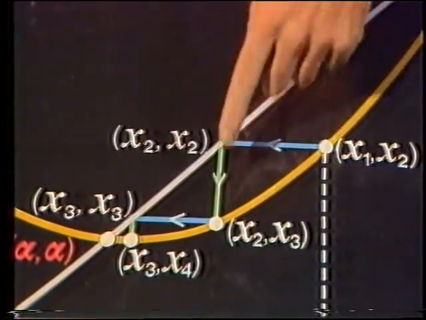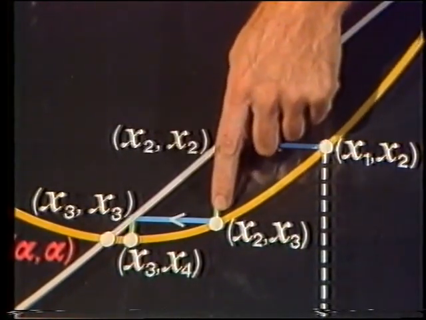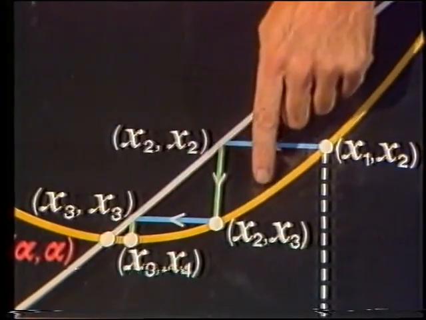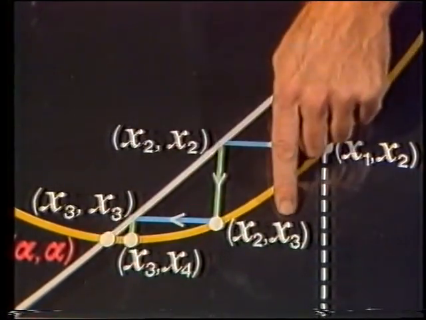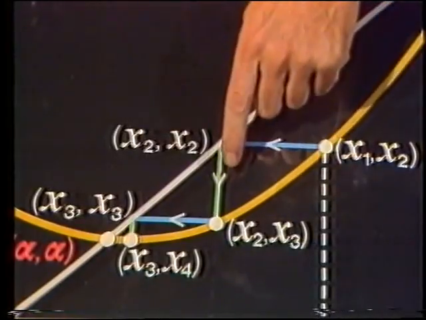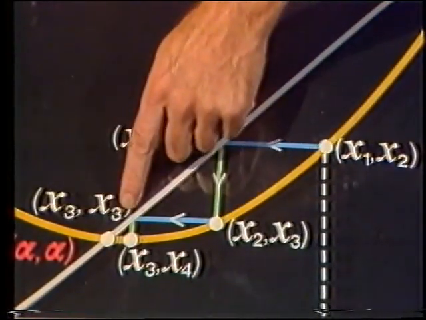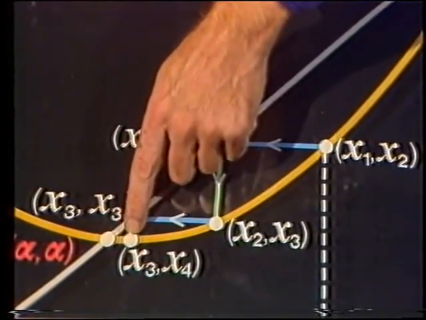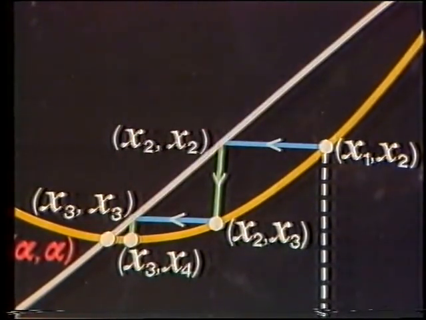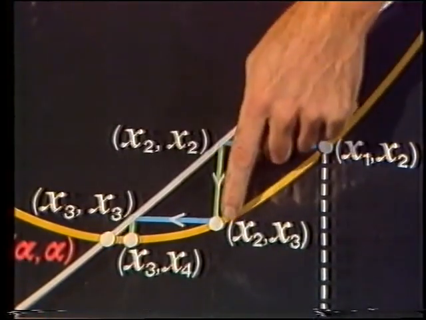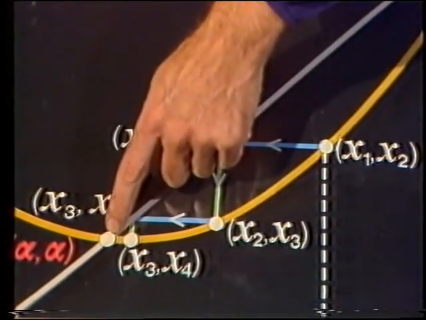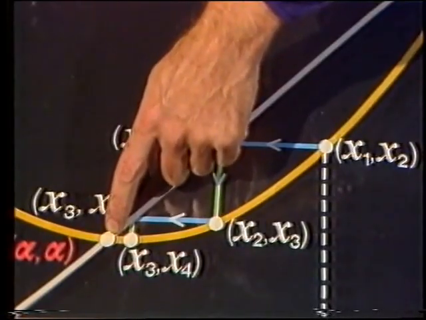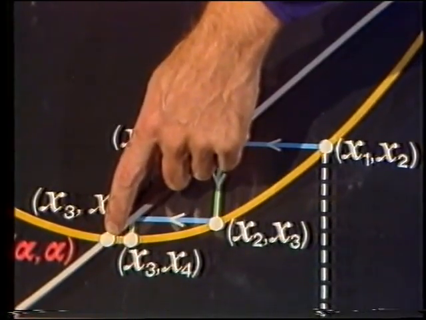And if x2 is the x-coordinate of this point, then its y-coordinate must be f of x2, because it lies on the graph, and that's x3. Repeat the process. We get (x3, x3) on the line y equals x, and then (x3, x4) on the curve, and so on. And we produce a sequence of points on the curve converging on this point of intersection, (alpha, alpha), where alpha is a solution to our equation.